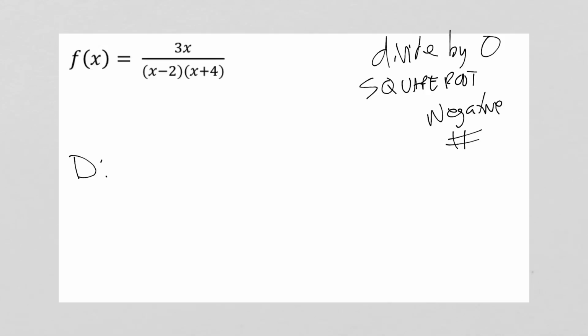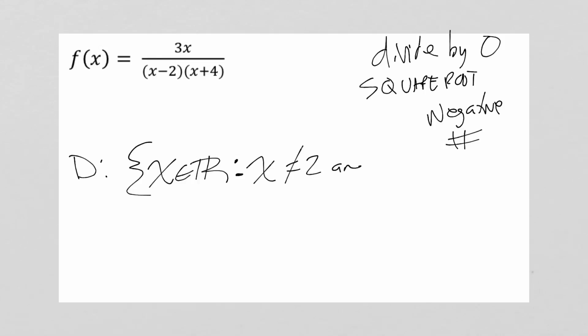So if we were stating the domain in set builder notation, I would say that, yeah, we're still going to take our x values from the set of real numbers, but since we are talking about the set of real numbers, we must exclude the x value of positive 2. And we must also exclude the x value of negative 4.